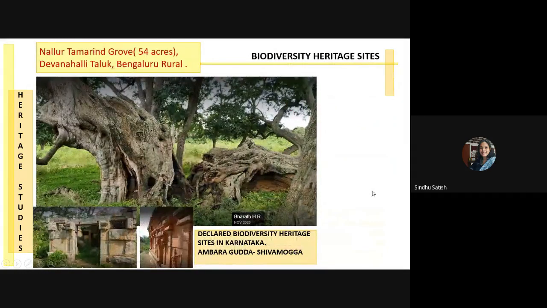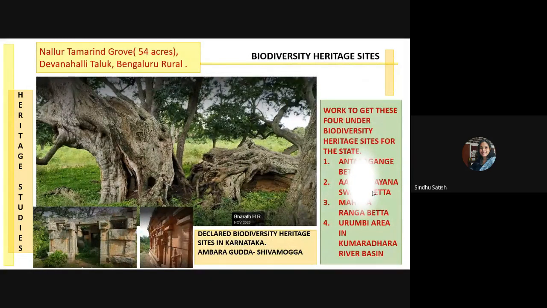But we'll also take a quick glimpse at biodiversity heritage, where this is Nallur Tamarind Grove. This is about 54 acres, Devanahalli Taluk, Bangalore rural. So we are looking at the rural context, right? This is a natural heritage. What's happening here also is, Bangalore rural has got a couple of declarations from the Karnataka state government as heritage sites, and that has been very helpful for them to protect these natural sites.